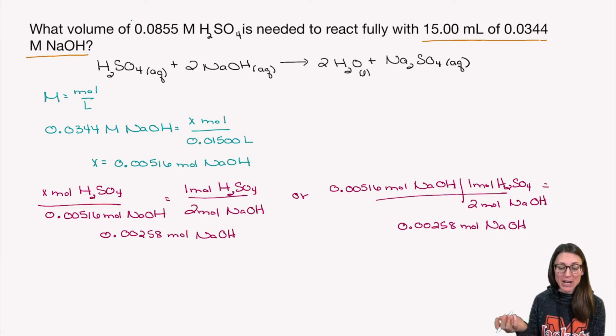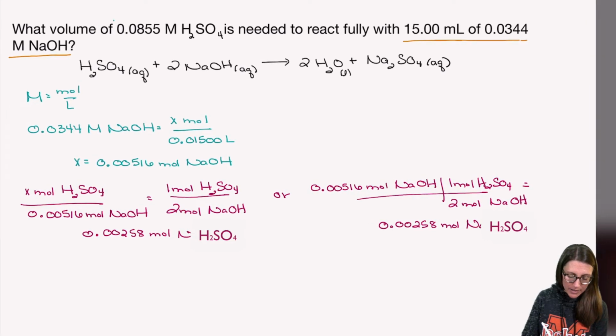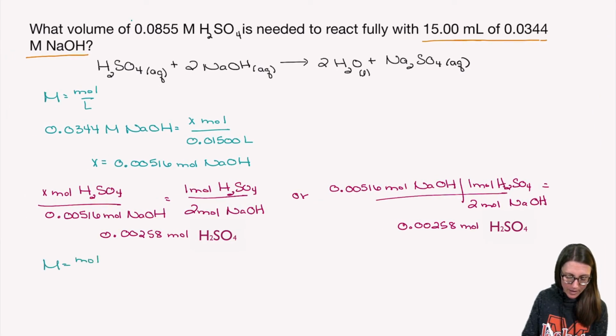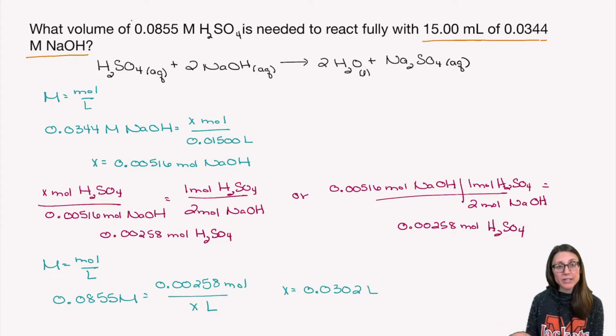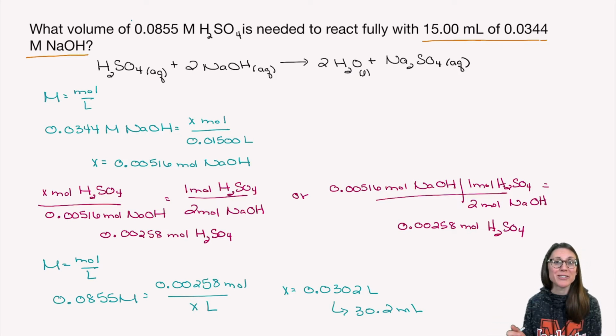So now we have moles of sulfuric acid. Our last step is to determine the volume of the sulfuric acid that's needed. Because we're still talking about a solution, we're back to our molarity equation. So I know in this case that the molarity is 0.855 molar. We know the moles. So when I rearrange this equation and solve for x, I find that I get 0.0302 liters. This is 30.2 milliliters. If the question asks for milliliters, make sure you convert it. Otherwise, you can give me either liters or milliliters.